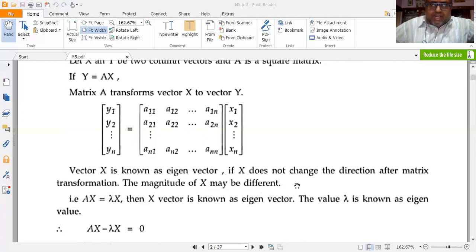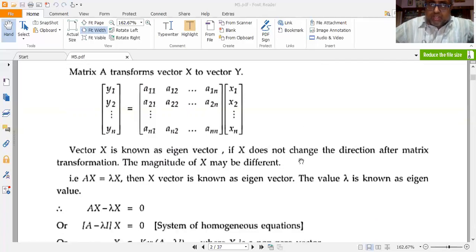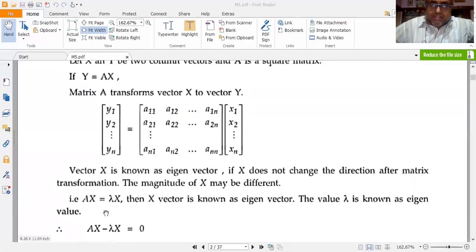If the eigenvector does not change direction after matrix transformation, then only the magnitude of the eigenvector x is a little bit different. In that case, we can write Ax = λx. We can write A capital X is equal to lambda into capital X. Please follow this convention: A capital X is equal to lambda into capital X.